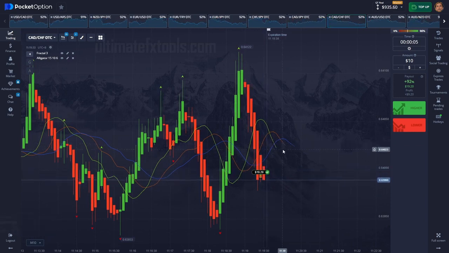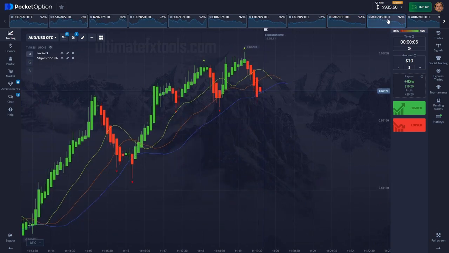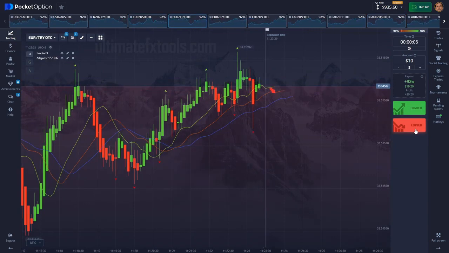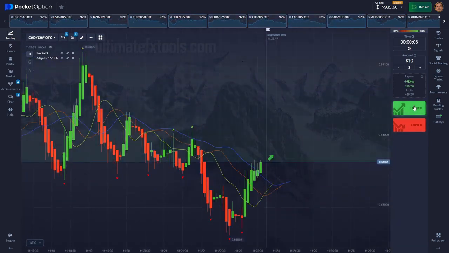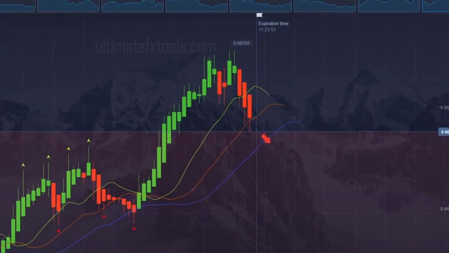Good trading result. This strategy also needs basic knowledge of candlestick patterns and charting reversals. Let's find good momentum pairs to trade. A good trading momentum here.